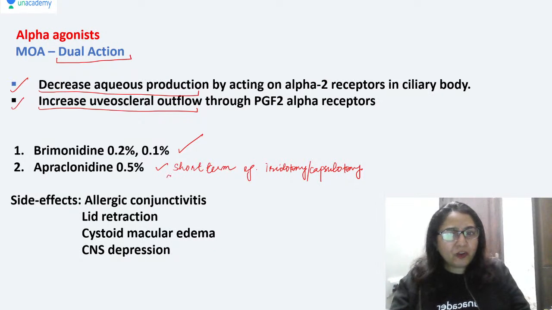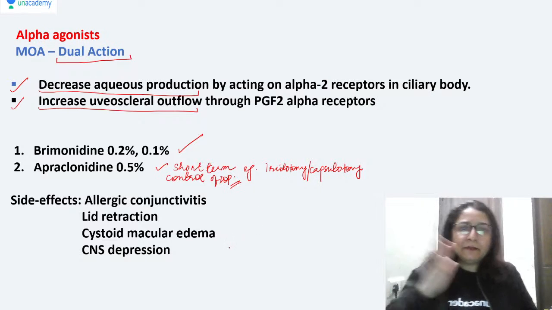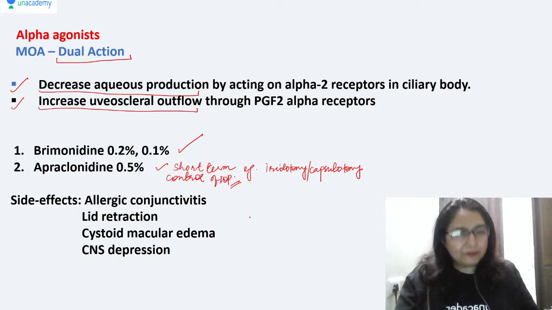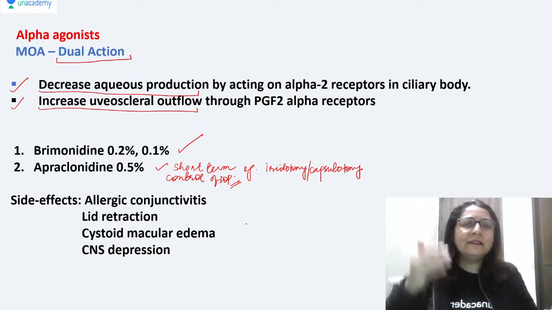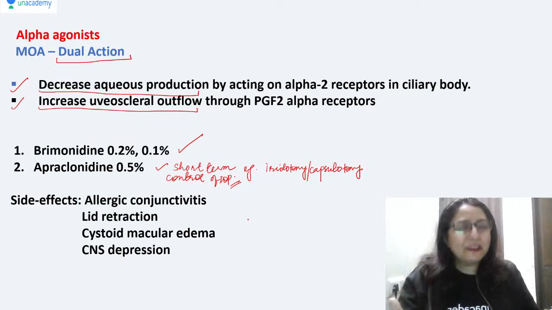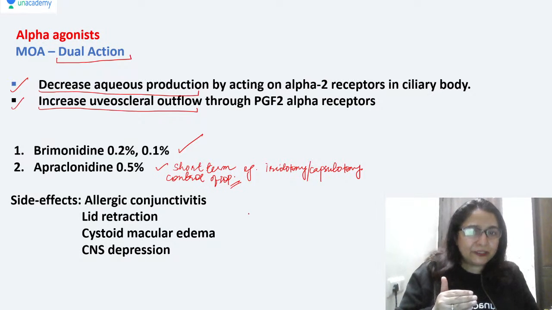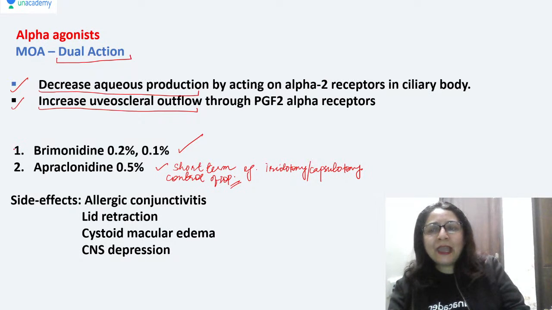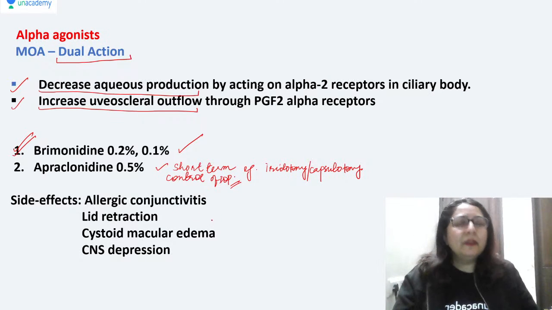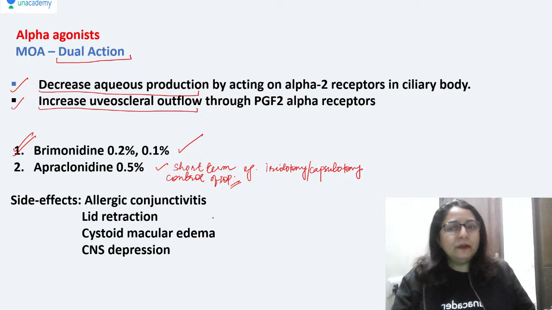So for that short-term control of intraocular pressure, apraclonidine is used, because for longer duration it has more side effects, and there is a phenomenon known as tachyphylaxis. That is, the effect of apraclonidine wears off with time, you can say. Okay, so the alpha agonist which is used for longer durations in clinical practice is your brimonidine.